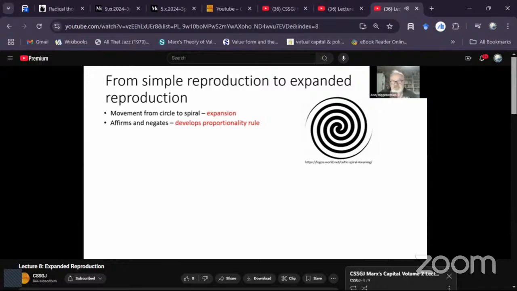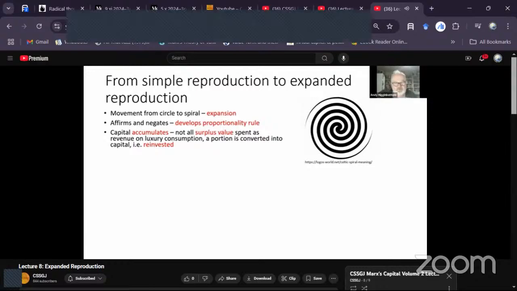Marx develops it, he takes it further. And the reason he needs to take it further is because the point of his spiral, the spiral of capitalism, is the accumulation of capital. Now, under simple reproduction, all the surplus value gets spent by the capitalists on luxury consumption. They enjoy themselves a lot, okay? But it means that the system is just staying at the same level.